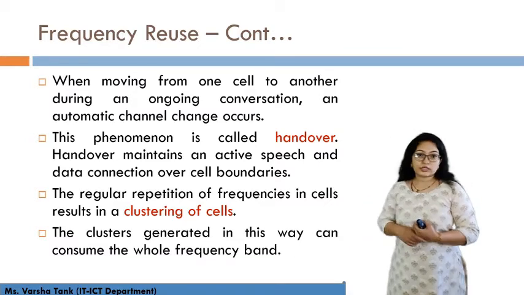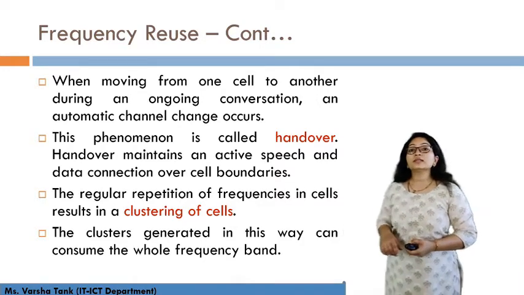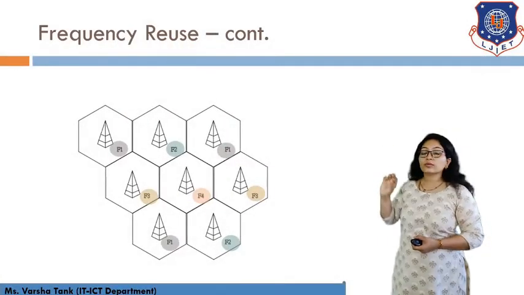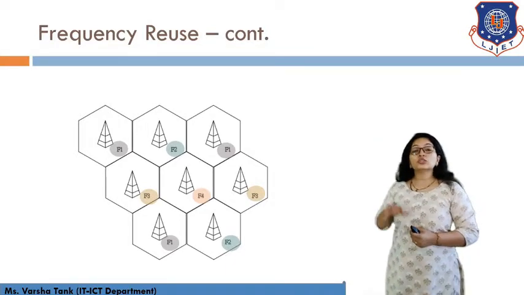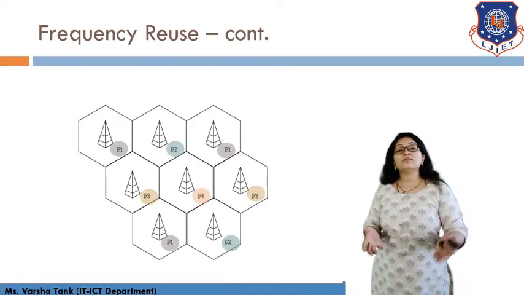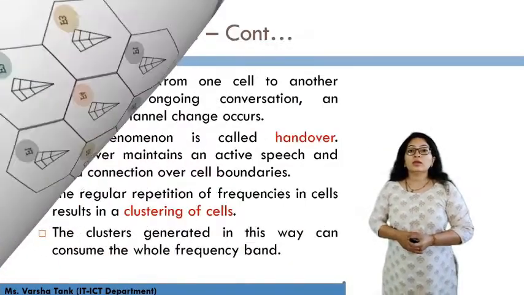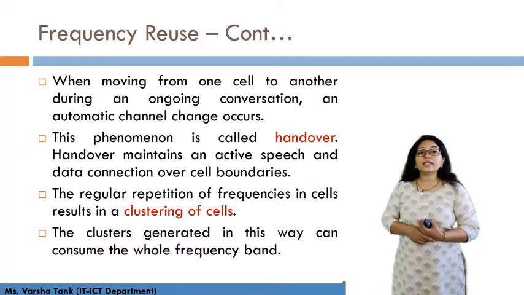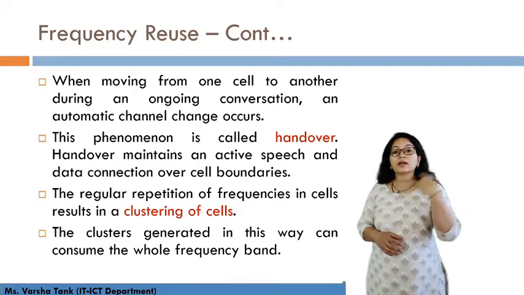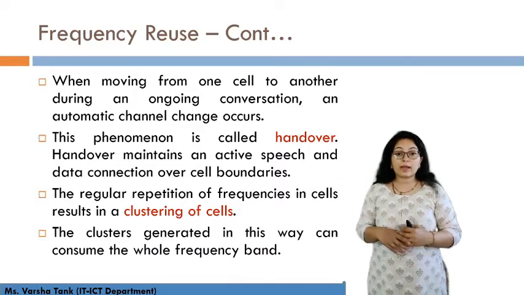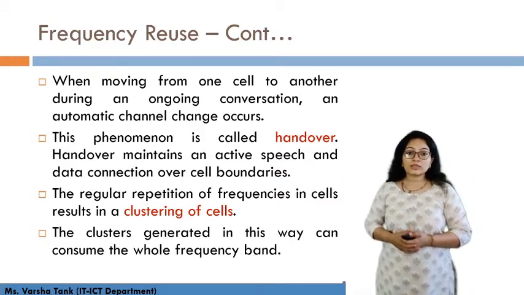The regular repetition of the frequency in cells results in the clustering of the cells. In the last slide you can see that we have used 4 frequencies, that is frequency F1, F2, F3 and F4. So we are going to reuse the same frequencies, and we have a cluster of 4 frequencies. Now, the cluster generated in this way can consume the whole frequency band. Like this, we can cover the entire area. So this is the advantage of frequency reuse in the cellular concept.